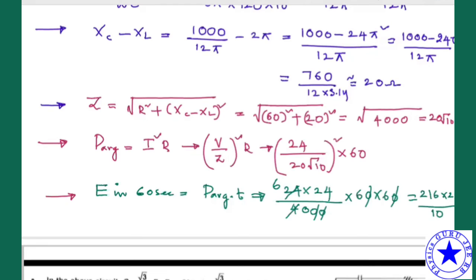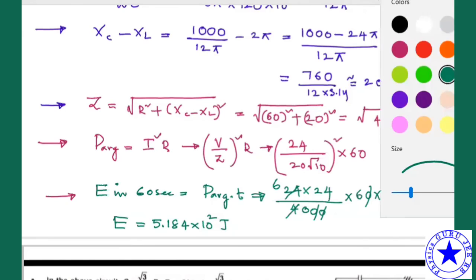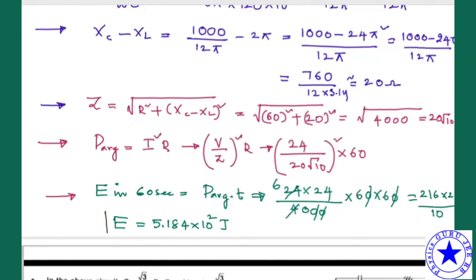So normally I'll be getting the average energy dissipated, if I substitute there, as 5.184 into 10 to the power of 2 joules. So this will be the final expression for the energy dissipated. Hope it is clear till this point, right?